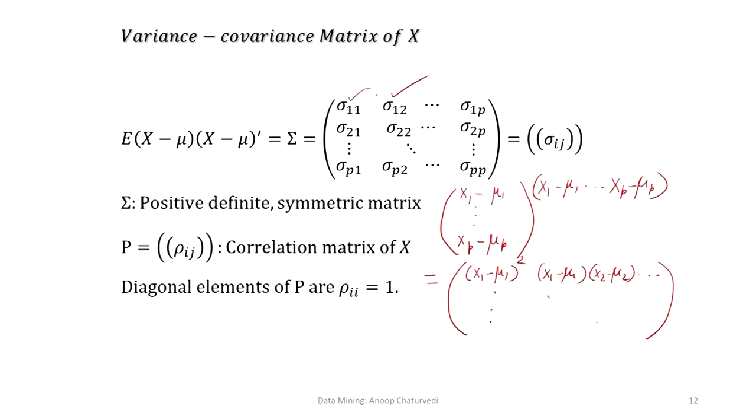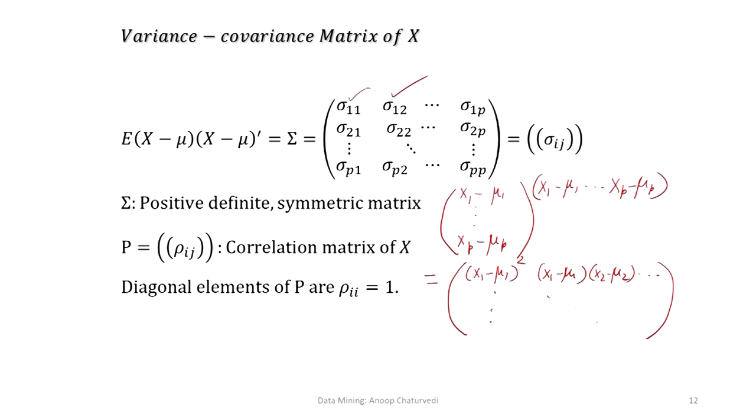And the off diagonal elements give you the covariances between different components of x. Say sigma 1 2 gives you the covariance between x 1 and x 2, or sigma 2 p gives you the covariance between x 2 and x p. Notice that the covariance between x 1 and x 2 is equal to the covariance between x 2 and x 1, or covariance between x 1 and x p is equal to the covariance between x p and x 1.